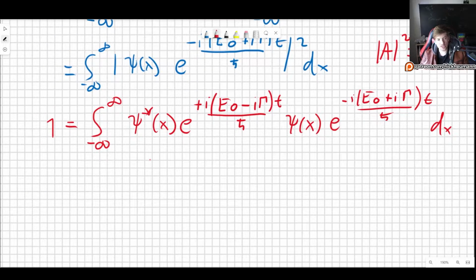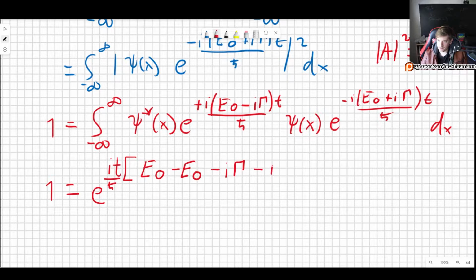Now notice that the exponents do not depend on space, so we can take them out of the integral. So we'll have an exponent with i t over h bar, which I will just factor out in front this time. And then we have E0 minus E0. And then we have this minus there, so we have minus i gamma minus i gamma. And then we have the integral from minus infinity to infinity. And here we have psi conjugate psi, which is simply the modulus of psi of x squared.